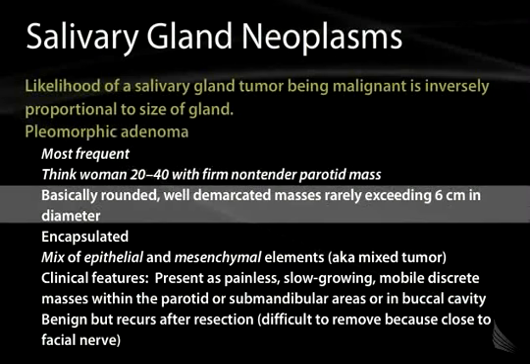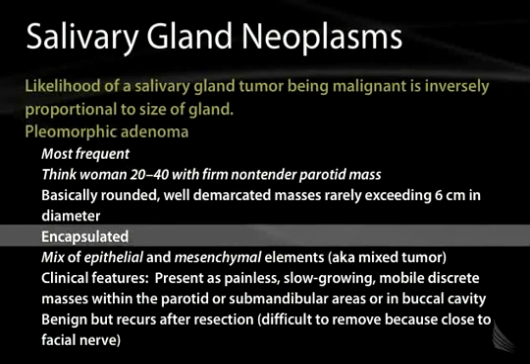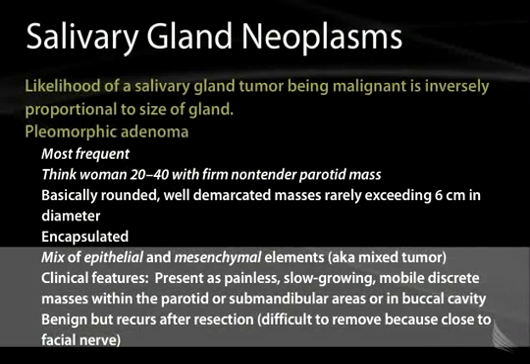When one looks at these, you see generally well-demarcated masses that are rarely more than 6 centimeters in diameter and which are encapsulated. Histologically, what you will be shown, or what may be described for you in the question, is a tumor that shows a mix of epithelial and mesenchymal elements. Hence, some authors also refer to the pleomorphic adenoma as a benign mixed tumor.